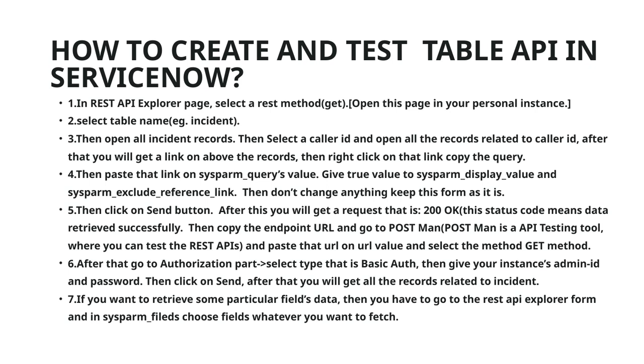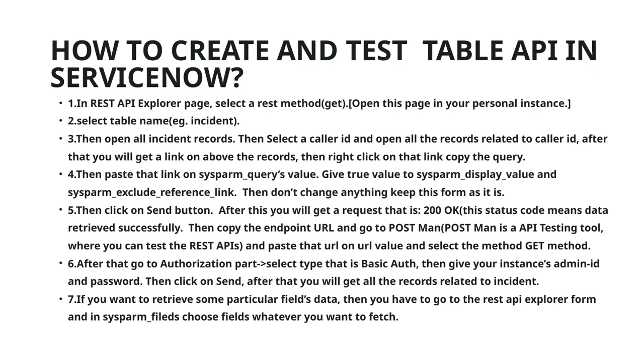After that, click the Send button. If everything goes well, you'll see a status code 200 OK, which means the data has been successfully retrieved. Copy the endpoint URL from this response and head over to Postman, which is a handy tool for testing APIs. Paste the URL into Postman and make sure the method is set to GET. Next, go to the Authorization tab, select Basic Auth, and enter your instance's admin ID and password. Hit Send again, and you should see all the incident records related to your query.